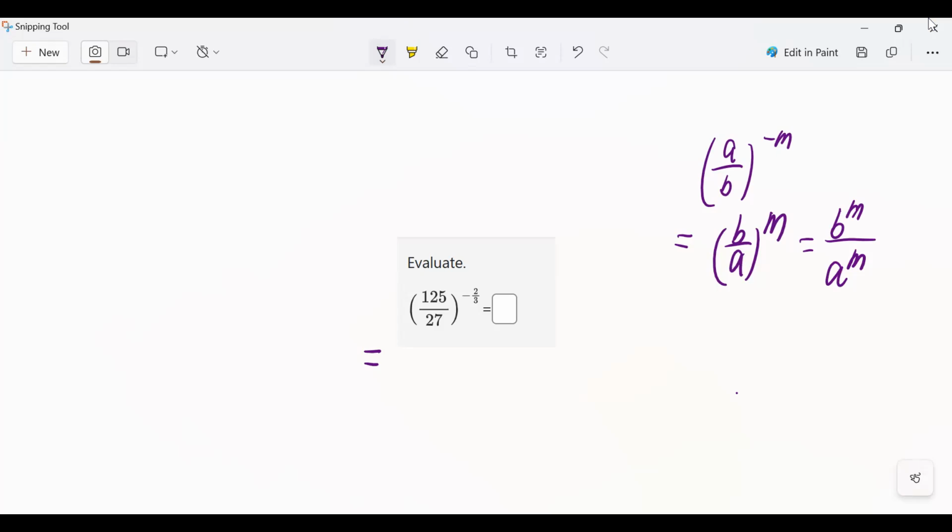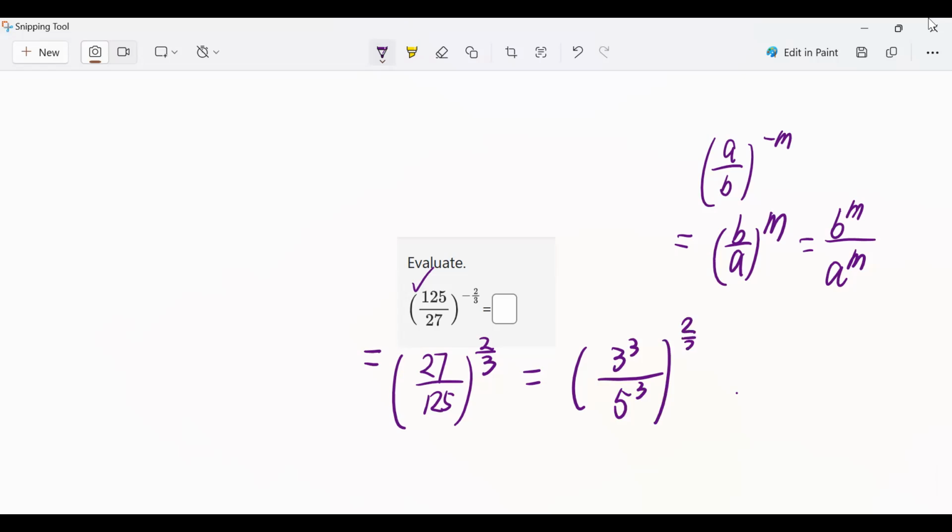So similarly here, we're going to flip the fraction, use the reciprocal, so use 27 over 125, then put 2/3. Once you flip it, then we automatically cancel the negative sign. Because 27 is 3 cubed, right? And 125 is 5 cubed. So one way to do it, if you want to stick with the exponent, would be 3/5 to the third power, extract the power outside, and then 2/3.